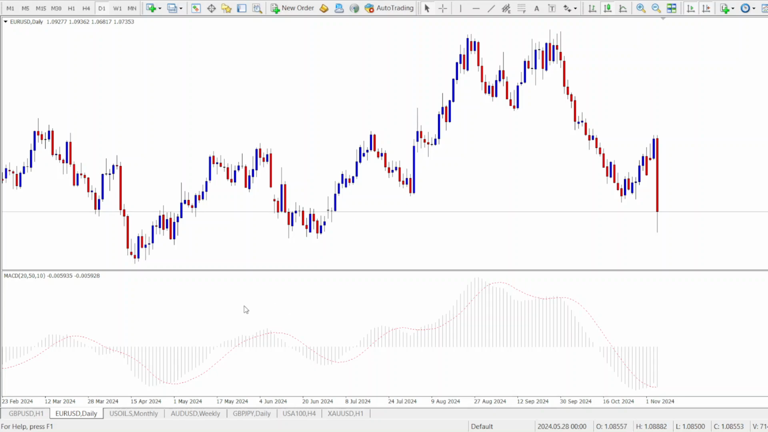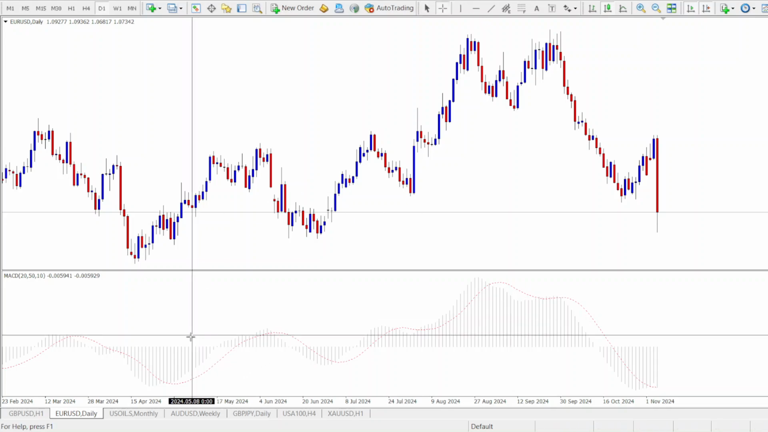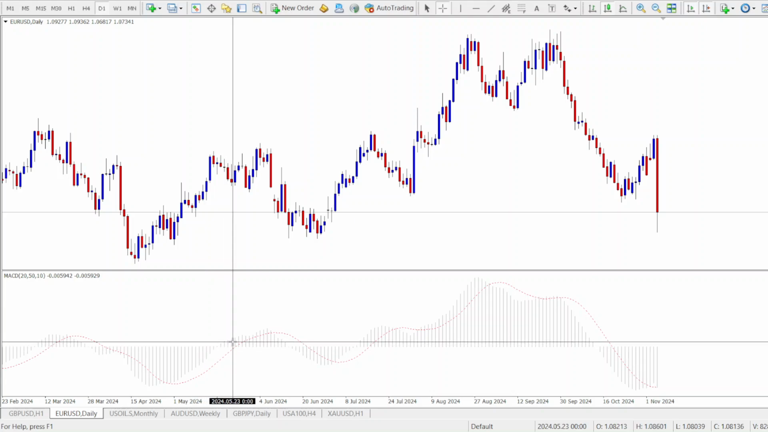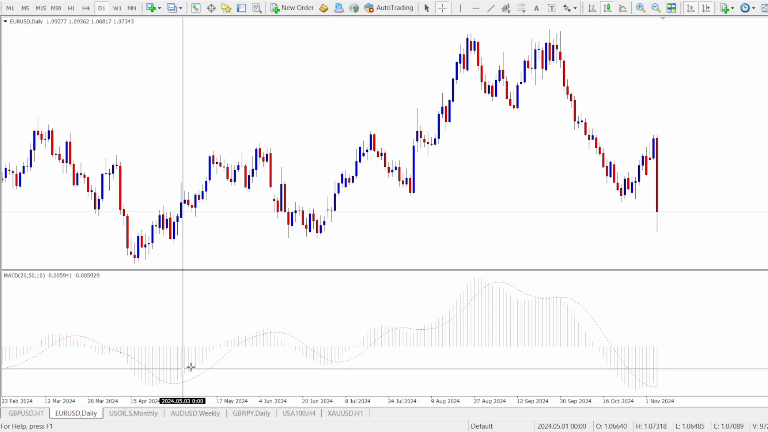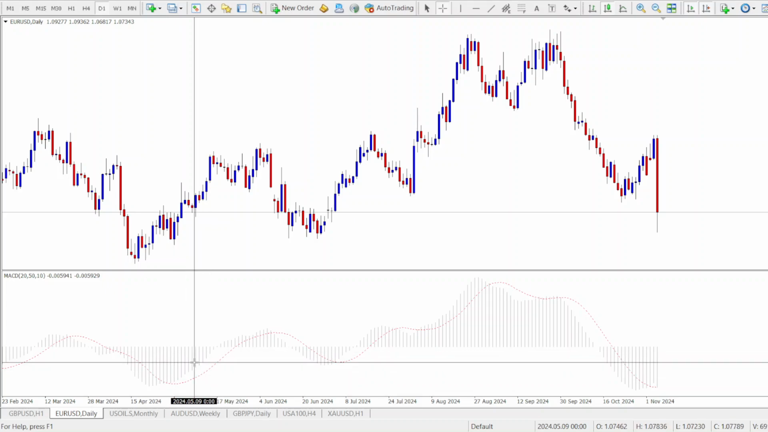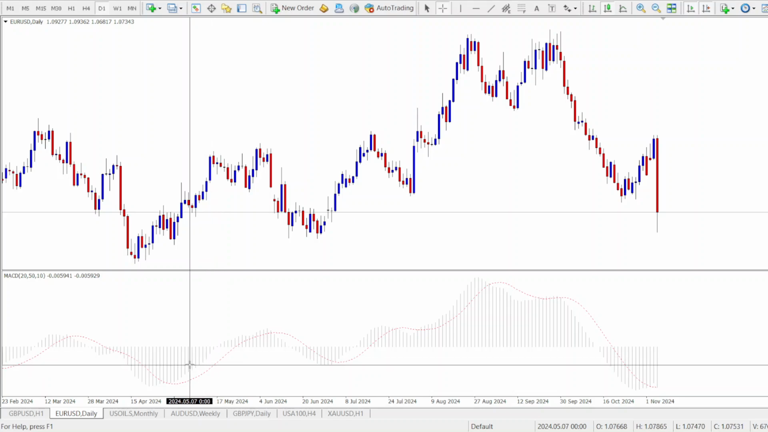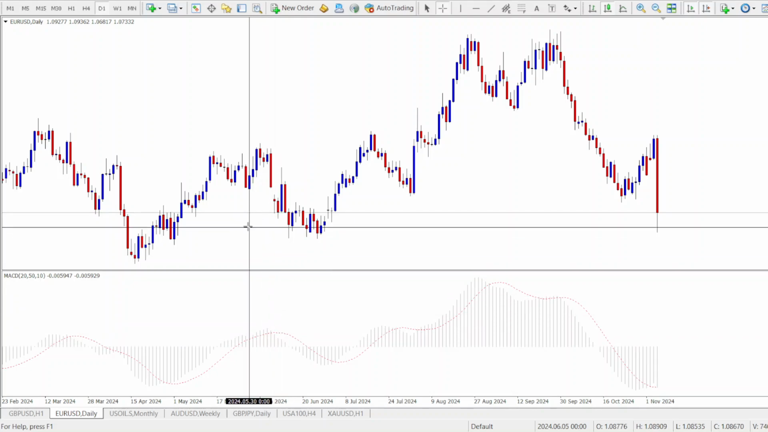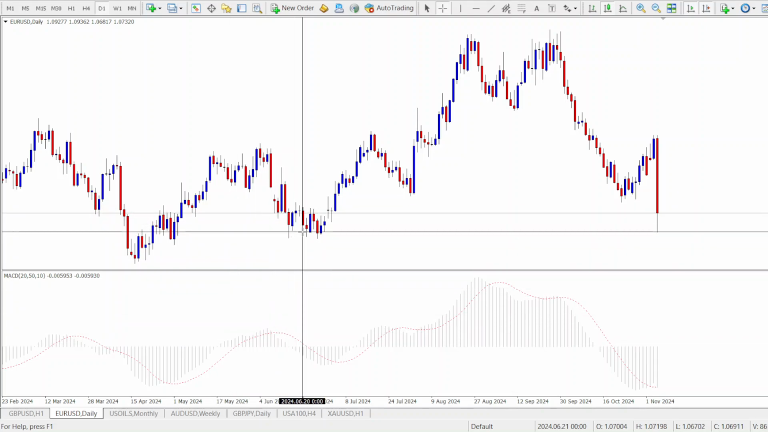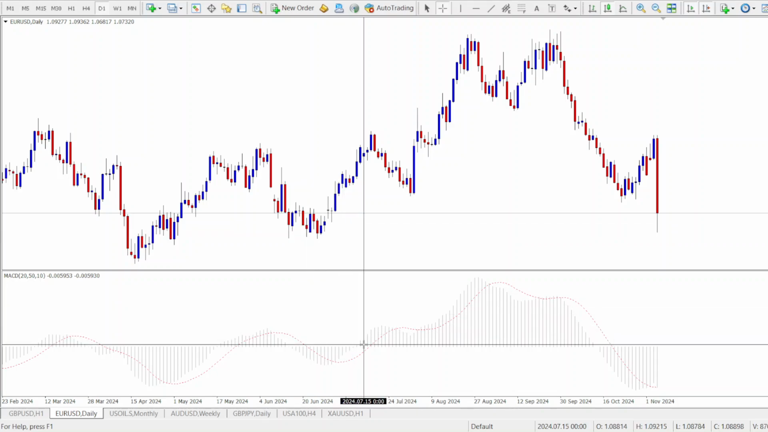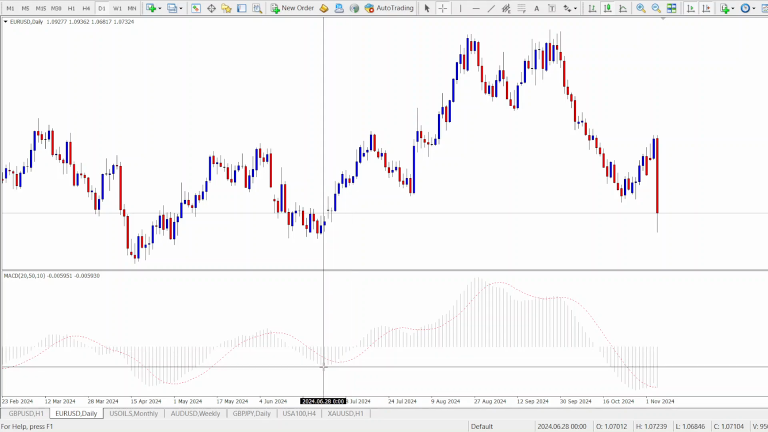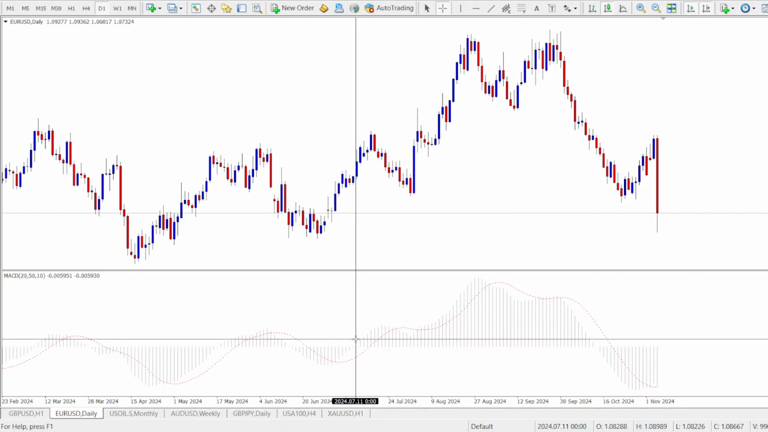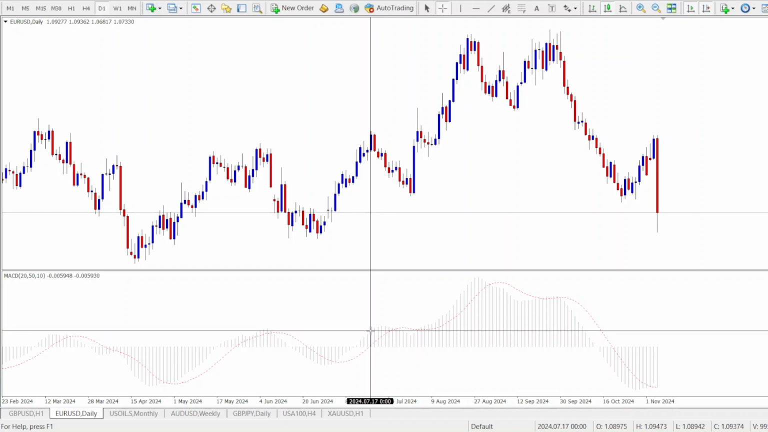All right, so in such a situation you might want to be looking out for buy opportunities, because it shows that bullish momentum is building up. As we can see in this situation, the histogram bars go from the bearish territory into the bullish territory, and then there was a little bit of consolidation here, and then again it dropped into the bearish, and then it rose again to the bullish territory.